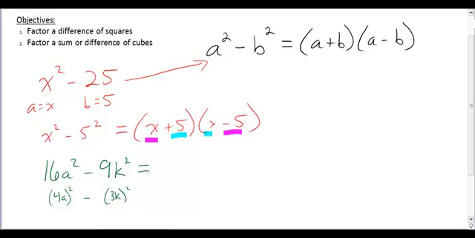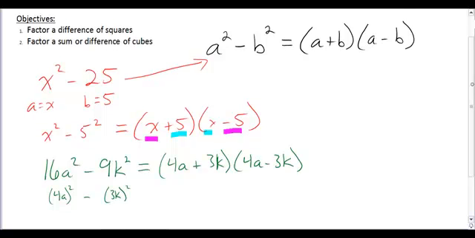So we'd have this squared and this squared, same thing. So what's the factored form? Well, it would be 4a plus 3k times 4a minus 3k. And it doesn't matter if you write the plus or the minus first. You could rearrange that and write 4a minus 3k, 4a plus 3k. That's not really a big deal. If you want to do that, that's fine.